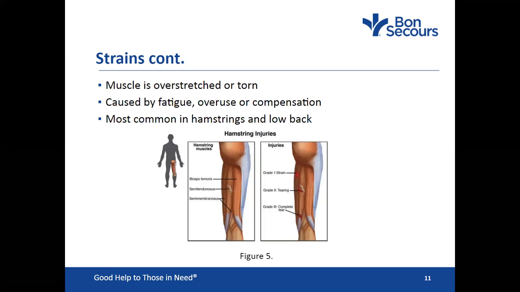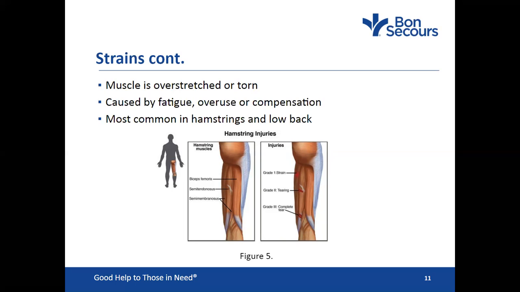Strains are when the muscle becomes overstretched and tears. This occurs due to fatigue, overuse, or compensation. When an athlete gets tired, they may change their form and start using muscles in a way that they wouldn't normally. This can also happen if an athlete has bad posture. Bad posture causes muscle imbalances where some muscles may be stretched out while others are tight, leading to an increased risk of muscle injury.